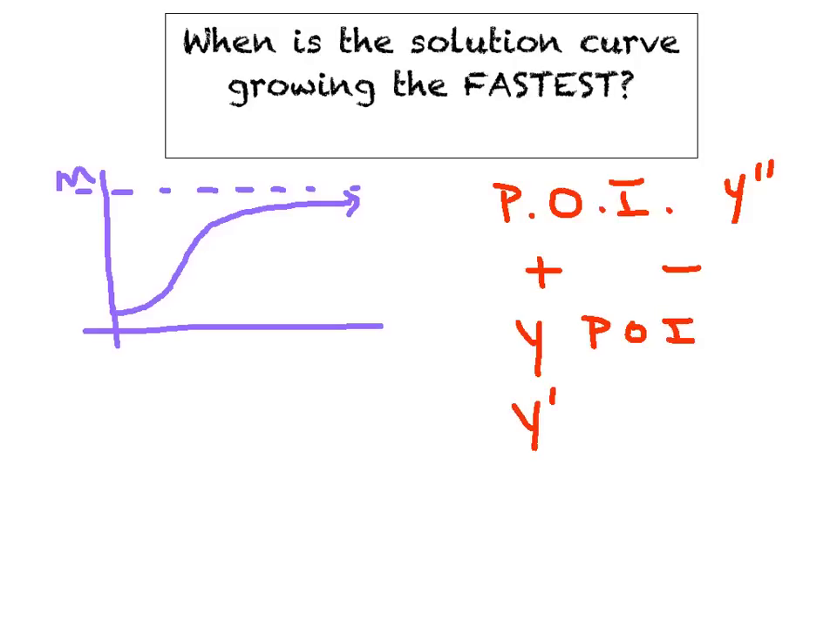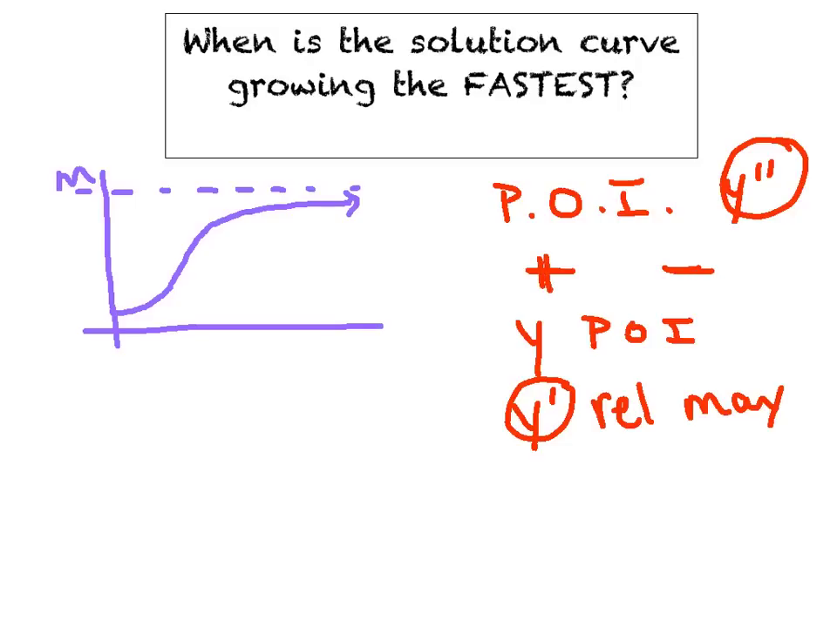Not only have we proven that y, the original function, has a point of inflection, but we've also proven that y prime has a relative max at that point, because y double prime is just simply the first derivative of y prime, and therefore we know that at the moment when y double prime changes from positive to negative, y prime has a relative max. So basically we're saying, by definition, at a point of inflection, that's when the curve is either increasing or decreasing the fastest, which in this case we're increasing the fastest right there.